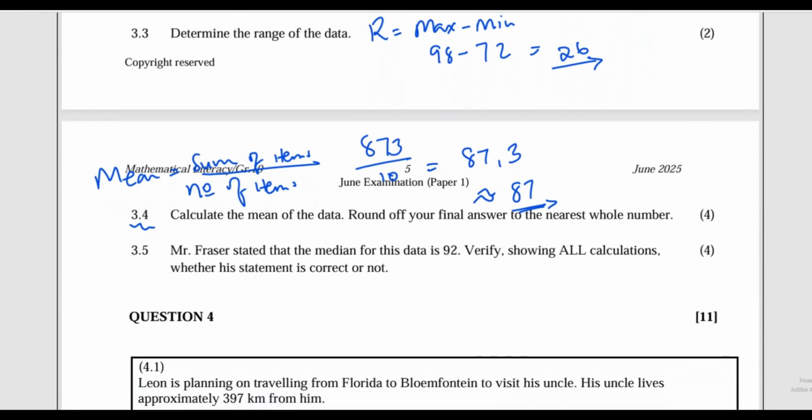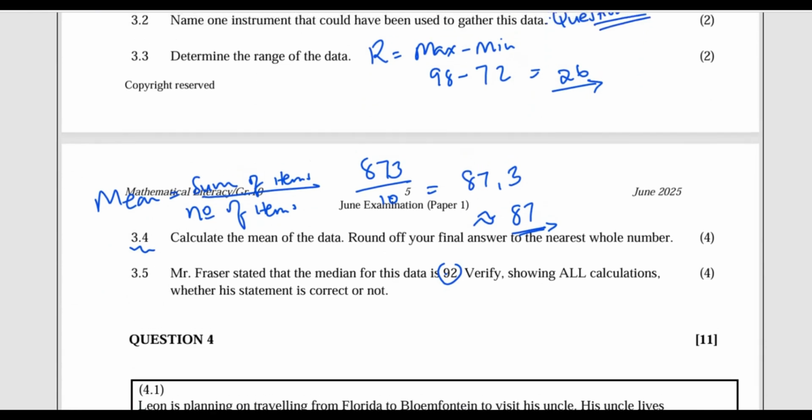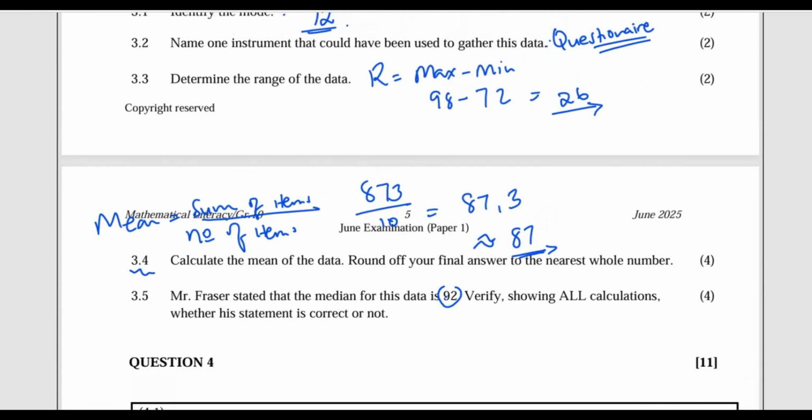All right, then Mr. Fraser stated that the median of the data is 92. Can we verify, showing whether the statement is correct? So whenever we're looking for the median, it's advisable for us to arrange the data in ascending or descending order. What matters is that the data needs to be in order, arranged. So we can start with a 72. Okay, there was a 73.